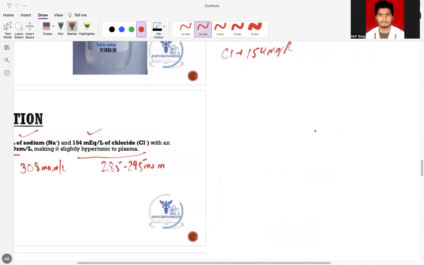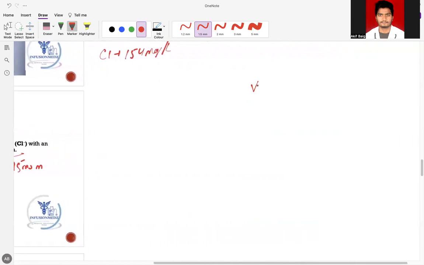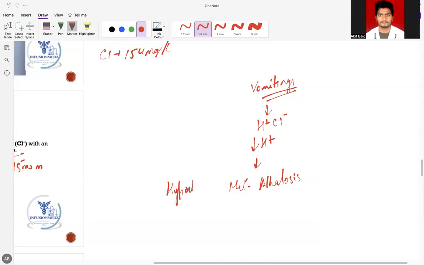So coming to the mechanism, we take examples one by one. Suppose a patient is having vomiting. In gastric juice, what is there is H plus and chloride, that is hydrochloric acid, HCl. So vomiting will lead to increased loss of HCl, the increased H plus loss. That means there will be decreased H plus, and it will lead to metabolic alkalosis because acid is being lost. Also chloride is being lost, and that's why it will be hypochloremic metabolic alkalosis.